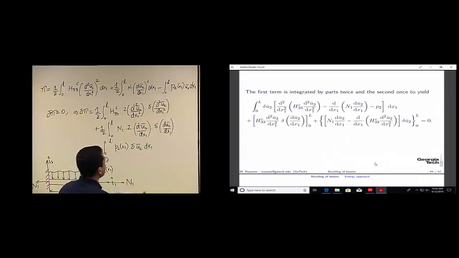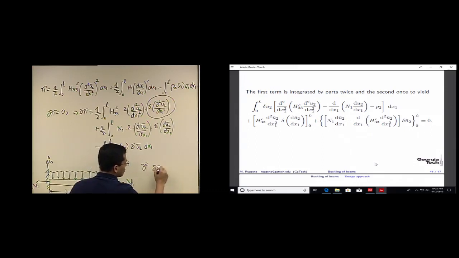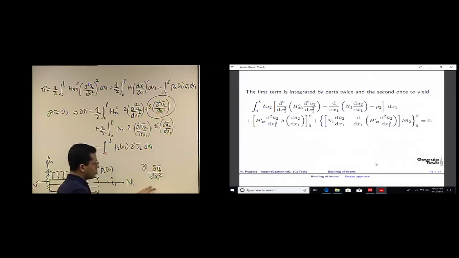Okay, so for example, this term can be written as the second order differential with respect to x1 of the variation in u2, right? Because the variation operators and the differential operators are interchangeable. So if you had two variables like x and y, you differentiate first with x and then with y, or do vice versa, it doesn't matter, right? So same thing goes with variation. You can just use them in any order.